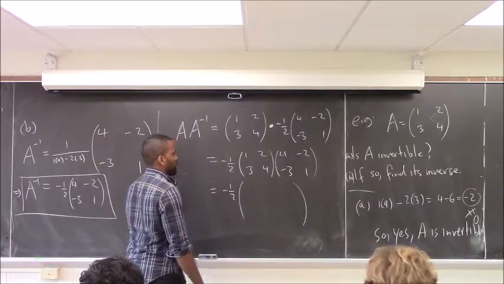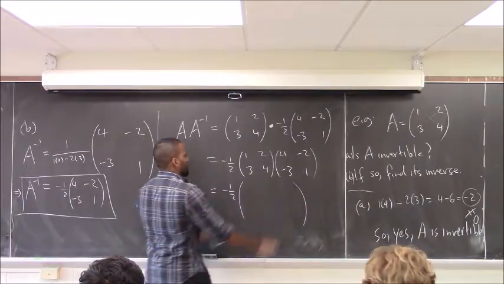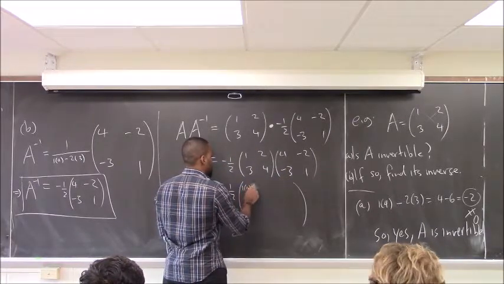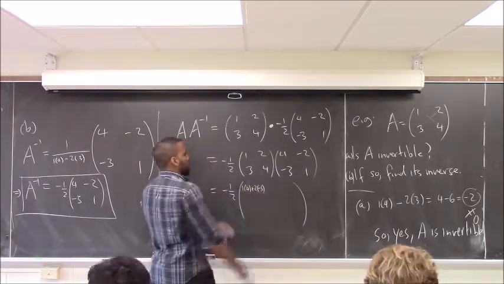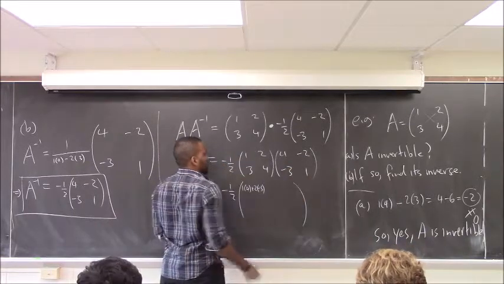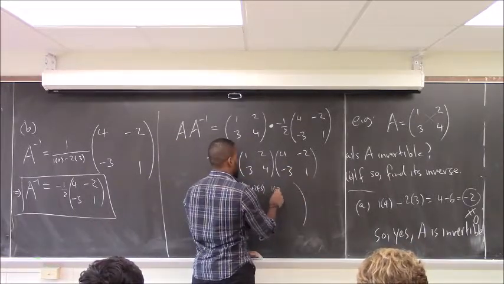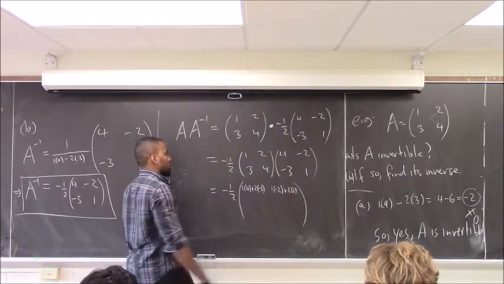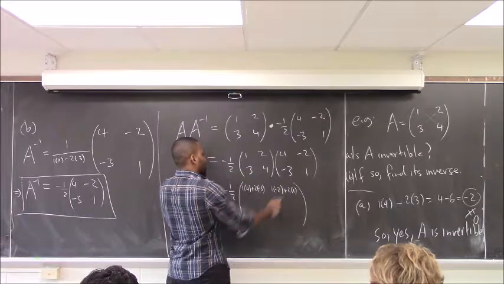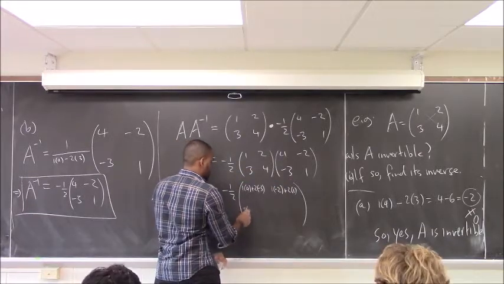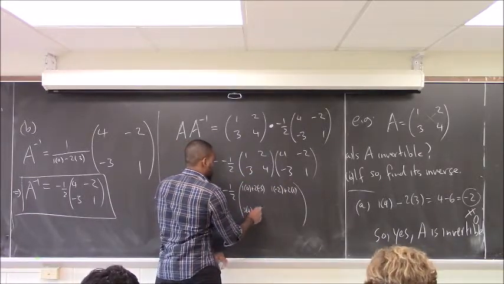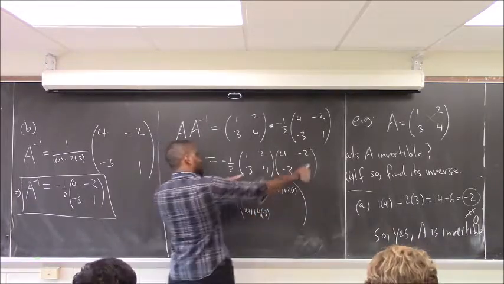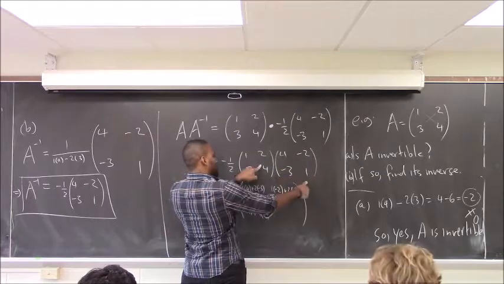Okay. Then we can multiply the 2 by 2's. 1 times 4 plus 2 times minus 3. 1 times minus 2 plus 2 times 1. Then going to the second row, 3 times 4 minus 4 times 3. And then the last one, 3 times minus 2 plus 4 times 1.